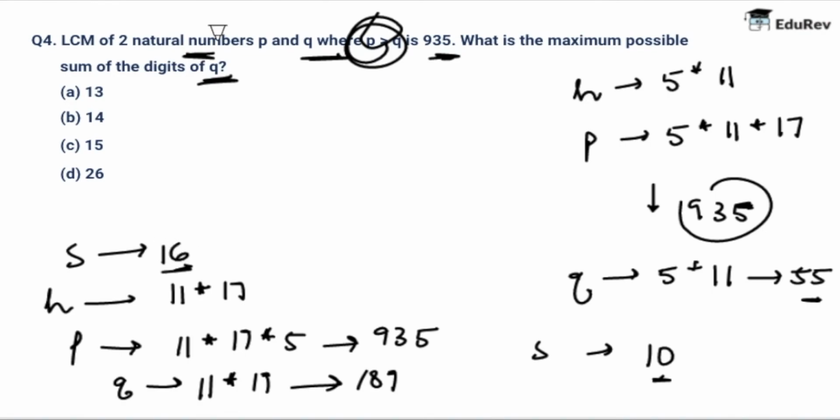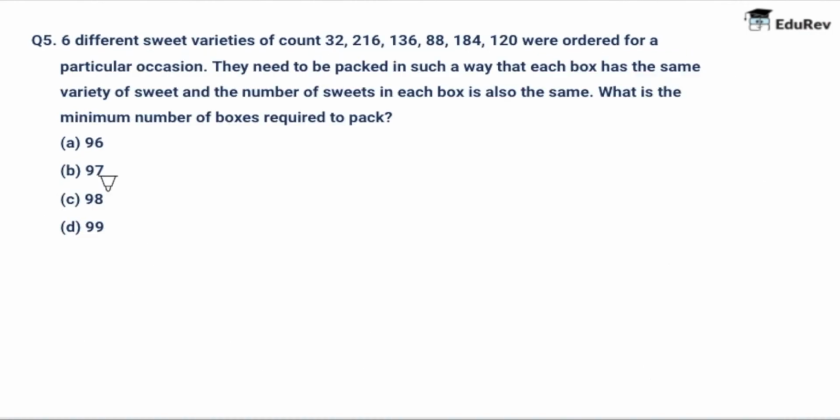So the maximum possible sum of digits is going to be 16. So q is going to be 16. There is no such option, so let's make one. So option number E is 16. So the correct answer is 16. Let's move on to the next question, that is question number 5.